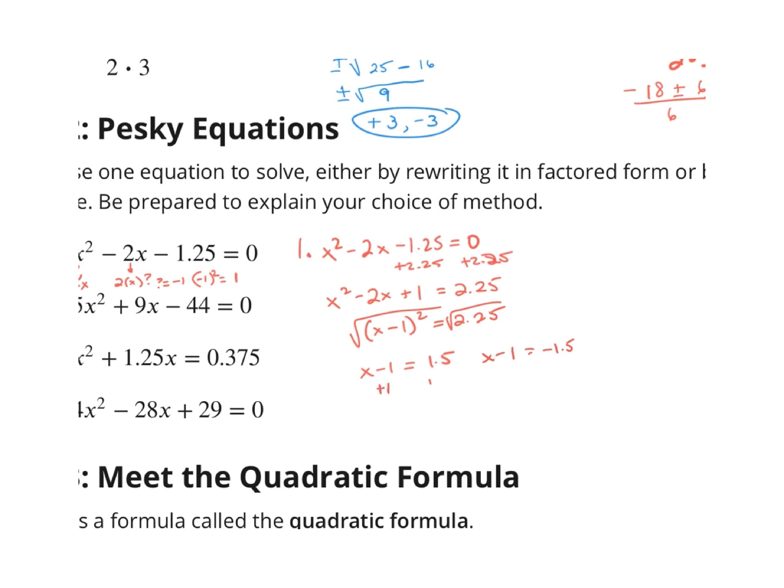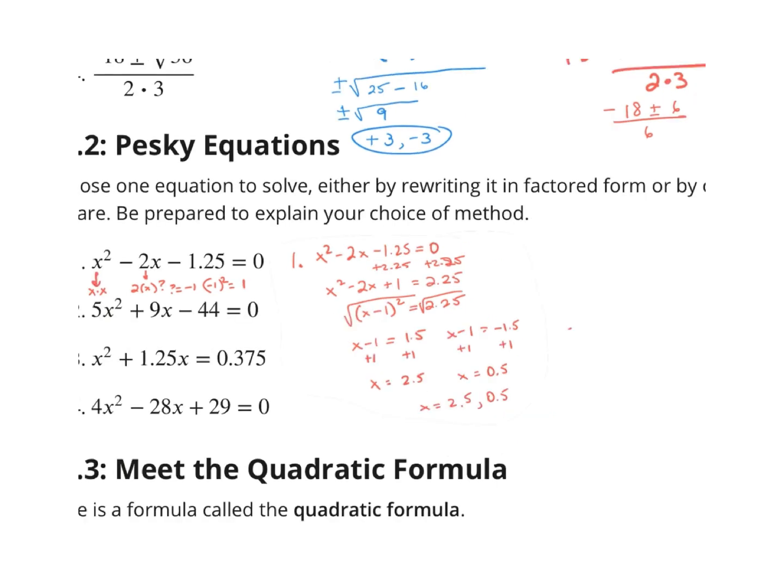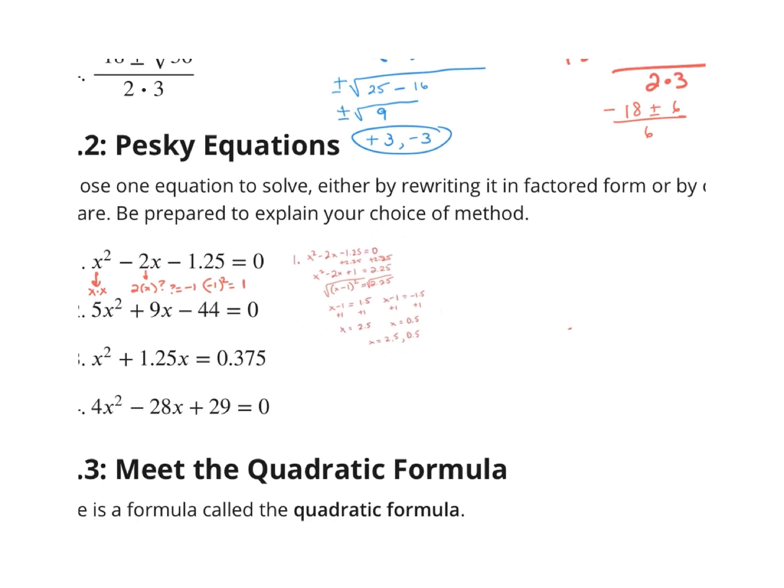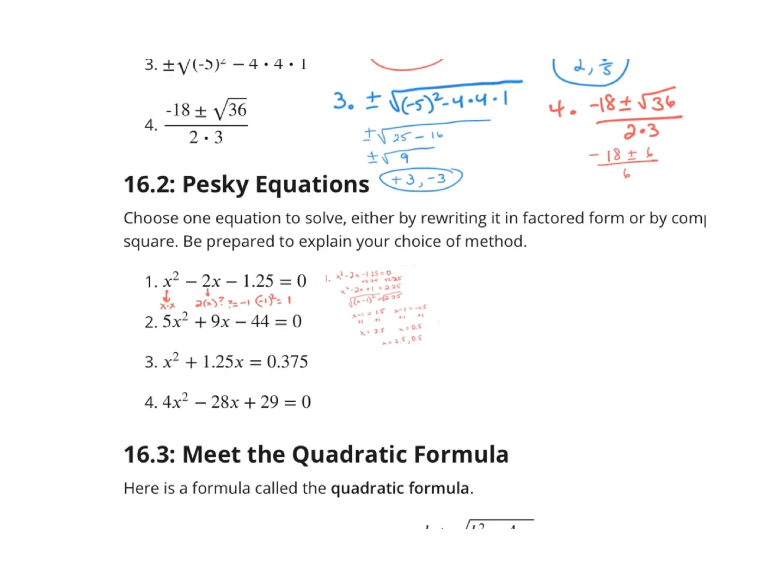To solve, I'm going to add 1 to both sides of each equation. And I get x equals 2.5 and x equals 0.5. So my two solutions for this one are 2.5 and 0.5. All right, so let's go ahead and take a look at the second equation. The second equation reads 5x squared plus 9x minus 44 equals 0.